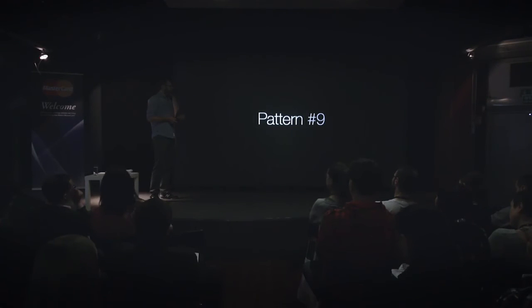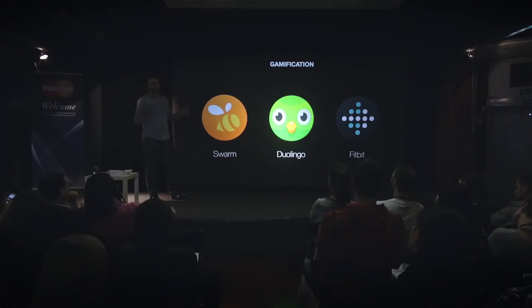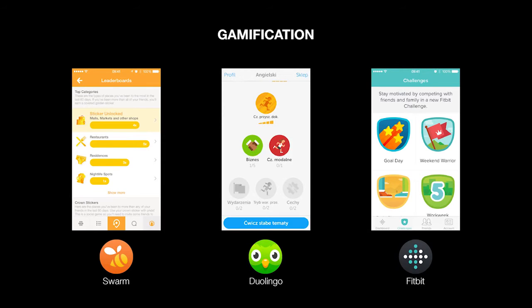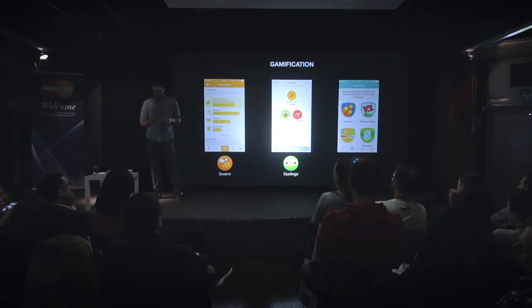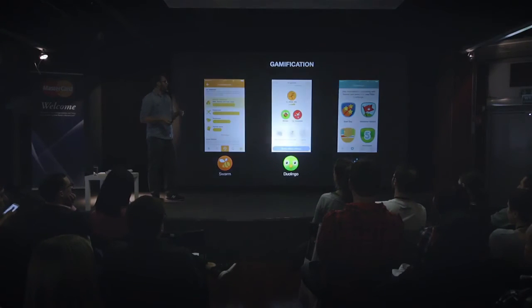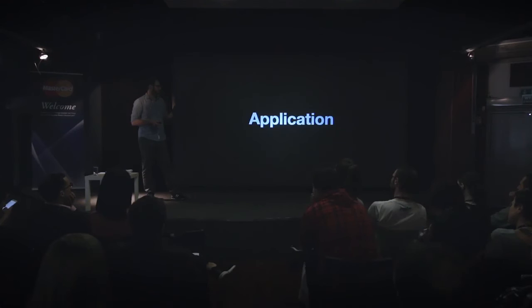And the last one out of 9 is also a very deep and wide topic, gamification. A lot of examples across the market. Swarm, a geosocial service using stickers, leaderboards, and so on. Duolingo, an educational app, or Fitbit, and many, many other fitness apps. All of them are using gamification. So now I'm going to show you how we implement these patterns in our mobile app, because the mobile app is our first step to build our service.